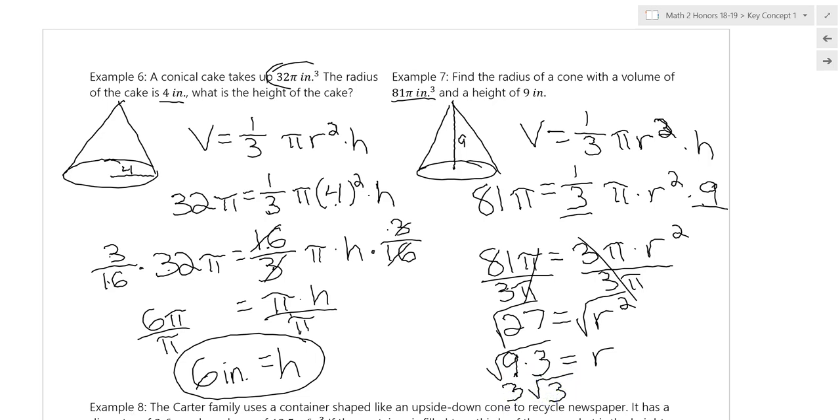Okay? So this is just going back to reducing radicals. It's not the most important part of this, but it is a good thing to review as we will be using it in the next unit. My unit is inches again, and that is my radius, 3 square root 3 inches.